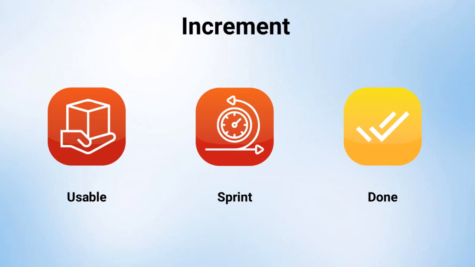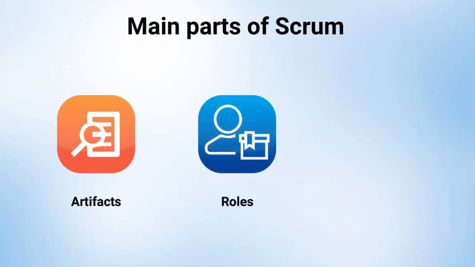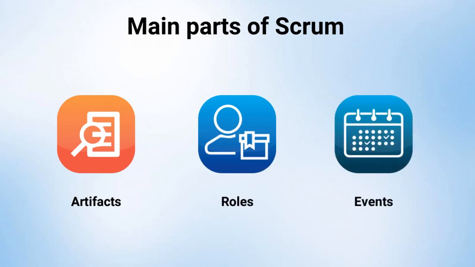There are 3 main parts of the Scrum framework. Artifacts are tools that allow for transparency of the project. They allow anyone with access to them to see the current state of the project. The second part of the Scrum framework are the roles related to Scrum. And the third part of the Scrum framework are the events related to Scrum. These are also called ceremonies or meetings.